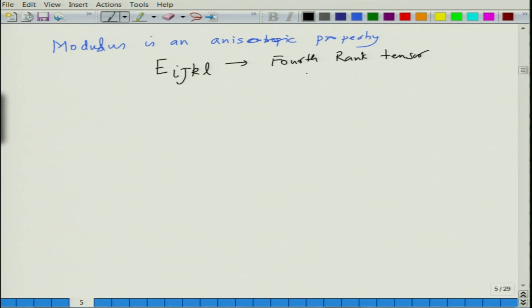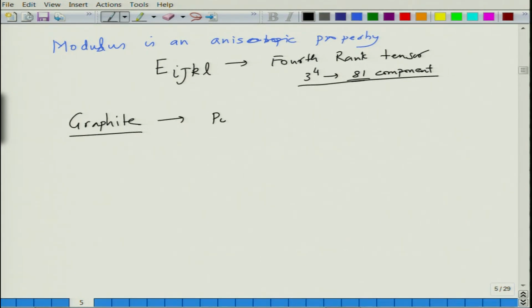So, essentially it has 81 components in the matrix. However, because of symmetry and other considerations, we do not generally have 81 components, we have a much smaller number of components. We are not going to go into details of that, but it is a tensorial property. So, for example, if you look at graphite powder and you make a pellet out of it, then graphite will show a modulus of 8 GPa.